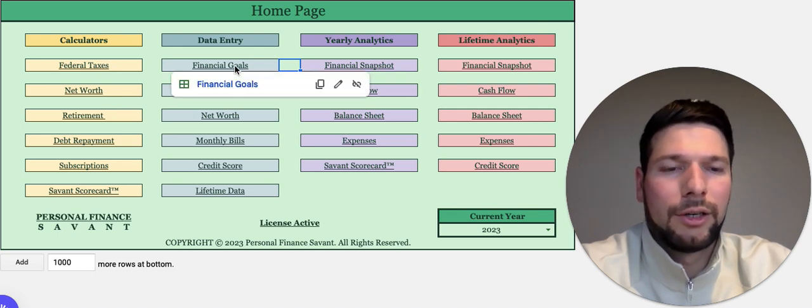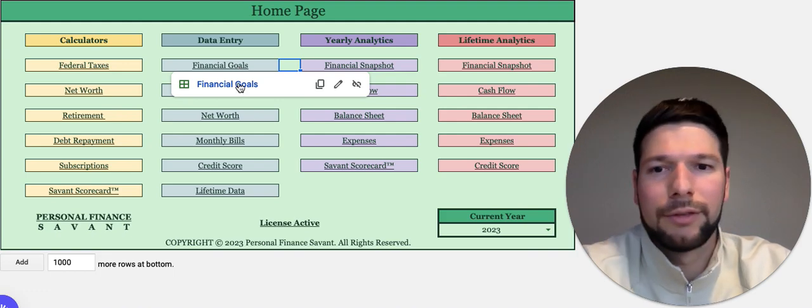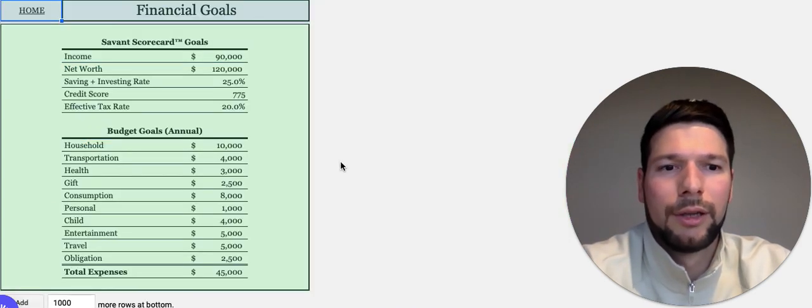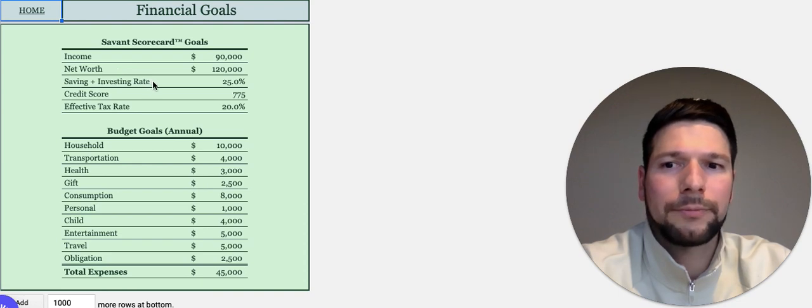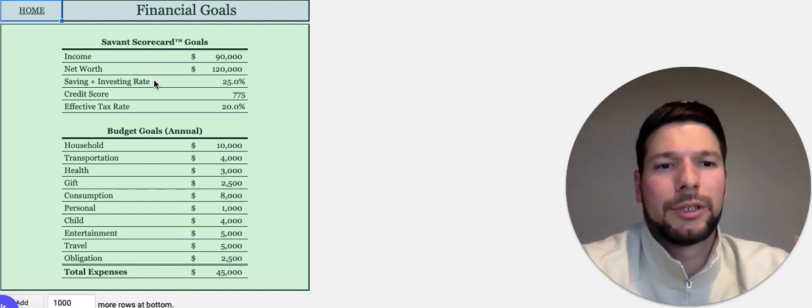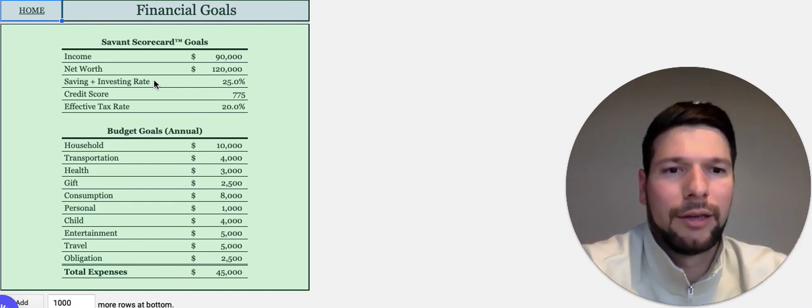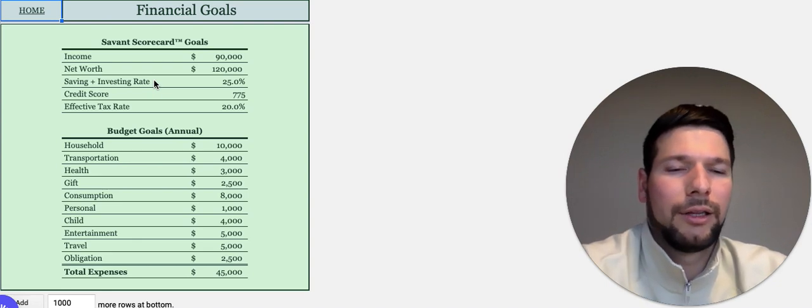The first thing you're going to need to do at the beginning of each year, and you can also revamp this throughout the year if needed, is hit your financial goals. And in here, there's a number of different goals that you can plan for. You can plan for your income for the year, your net worth at the end of the year, and what you expect your savings and investing rate to be. So what this means is actually how much percent of your income are you putting towards investing, and then when you factor in all the other expenses you have.